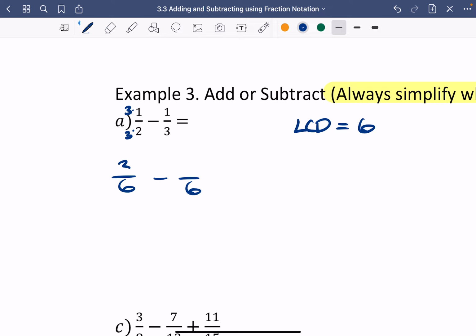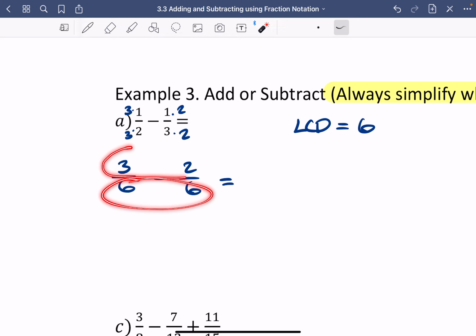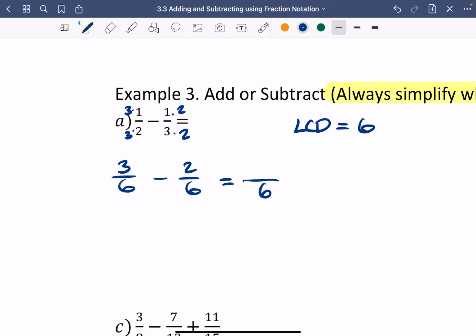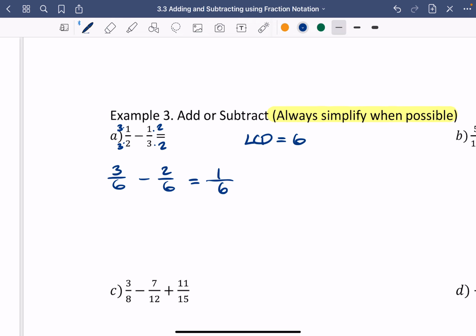So 3 times 1 is 3, and then this side I'll multiply by 2. 2 times 3 is 6. 1 times 2 is 2. So I have 3 over 6 minus 2 over 6. Now that I have the same denominators, I just need to subtract the numerators. So keep the denominator and then subtract the numerators. 3 minus 2 is 1.